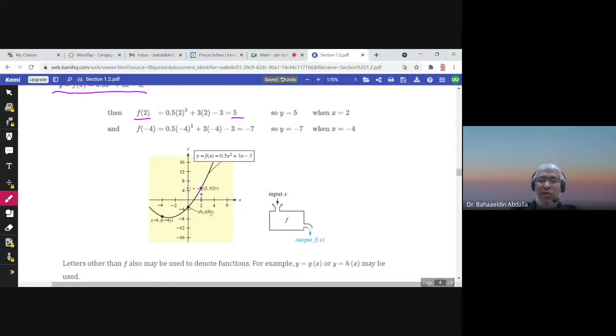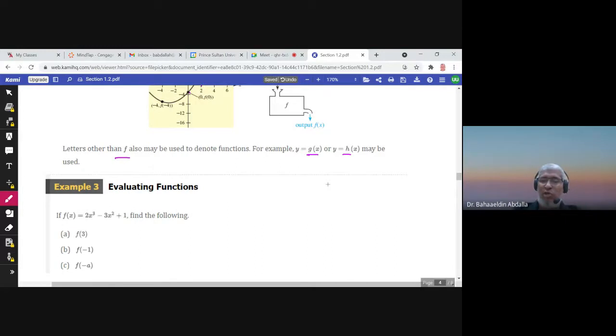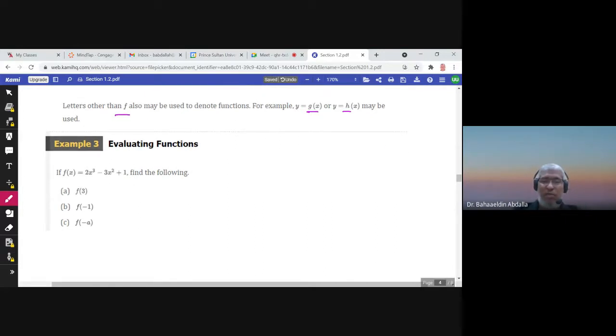And 0 and f of 0. f of 0 would be -3. If you replace x by 0, y would be -3. So this point represents 0 and -3. And this is the point -4 and f of -4, which is -7, and so on. We can call the function g or h. It's not necessarily f. We use f, g, or h, or also maybe we can use other letters, but these are the most famous.